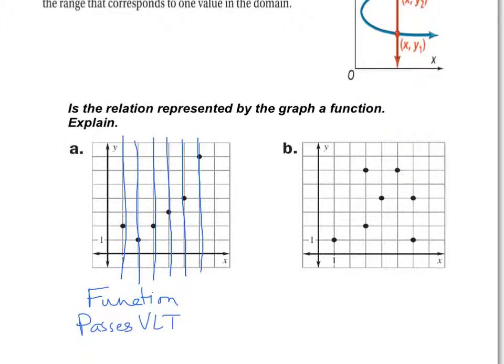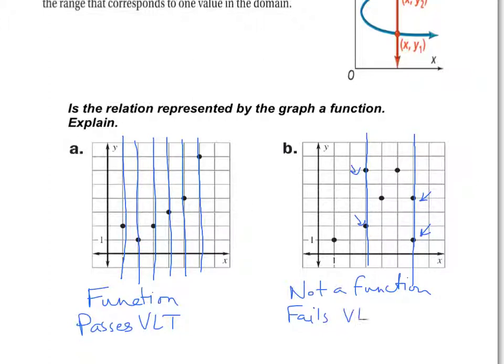Okay? Over here on the right, letter B, you'll notice if I draw a vertical line over here, how many dots does it hit? Well, this time it hits 2 points on the same vertical line. Therefore, this is not a function. I could also draw a vertical line here, and you'll notice again it hits 2 points. That can't happen. So it's not a function because it fails the vertical line test. Okay?